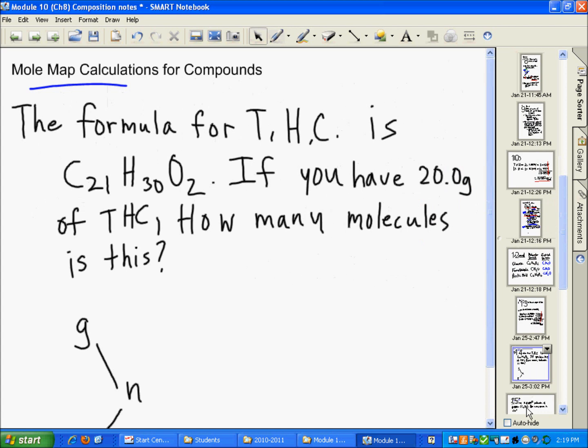Okay, so now what we're going to do is a mole map calculation for a compound. So it's the same idea, the only catch being that to calculate the molar mass, you're going to have to add up all the elements to get the molar mass. In this compound, we've got the formula for THC, which is tetrahydrocannabinol, the active ingredient in marijuana.